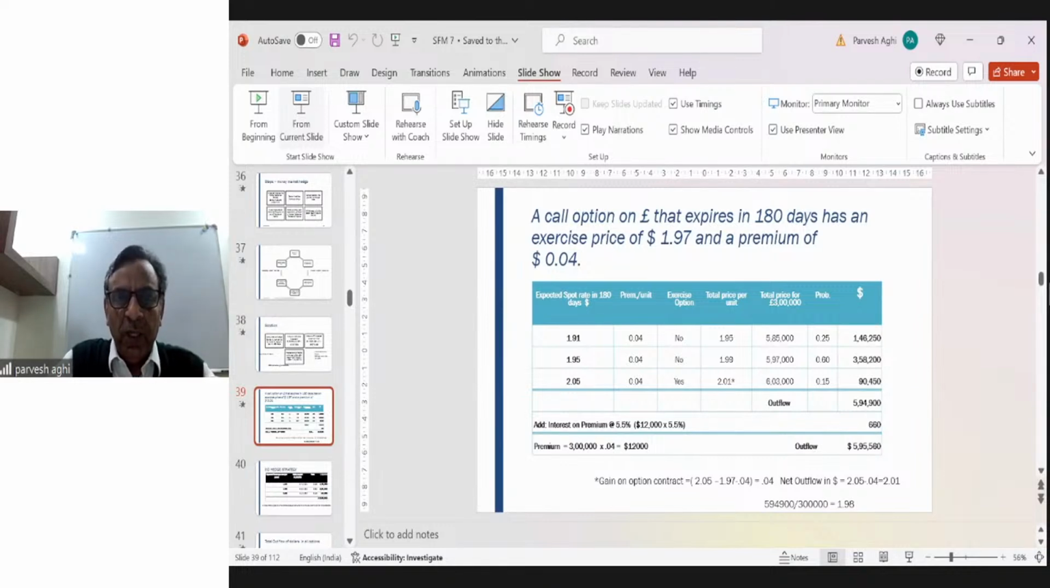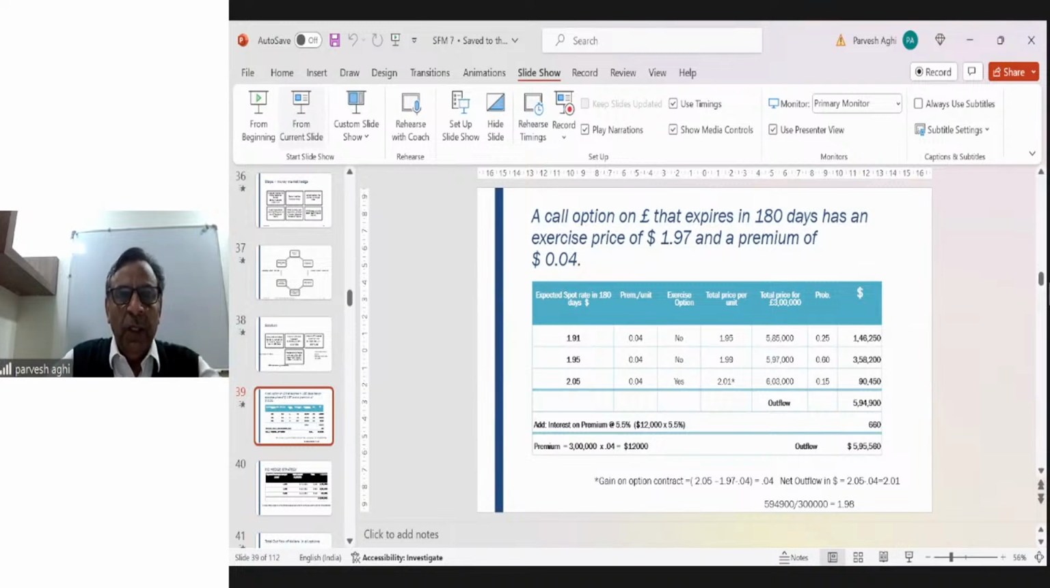So, which means that they will actually be receiving their payment at 2.05, okay, and it has closed at 1.97. So minus the premium, the net outflow would be basically, so the gain is 0.04.